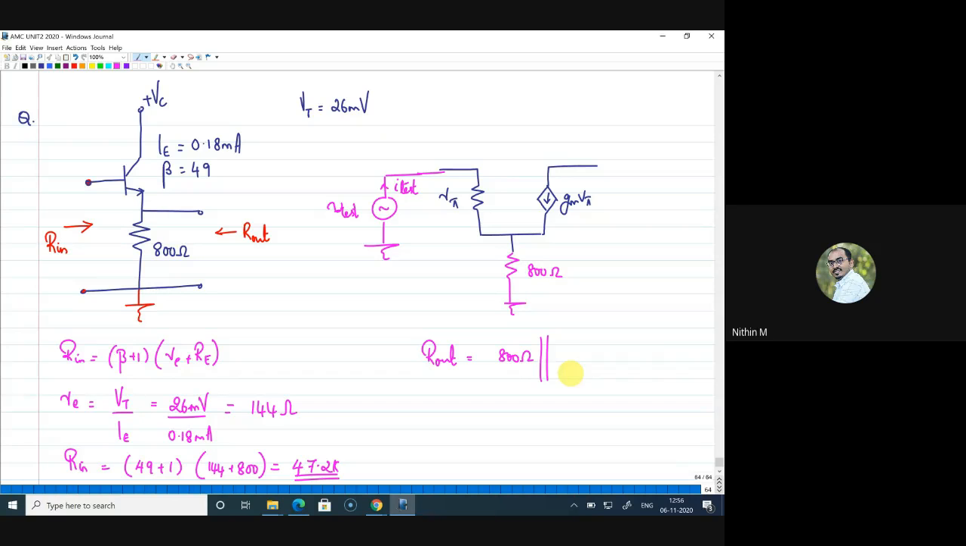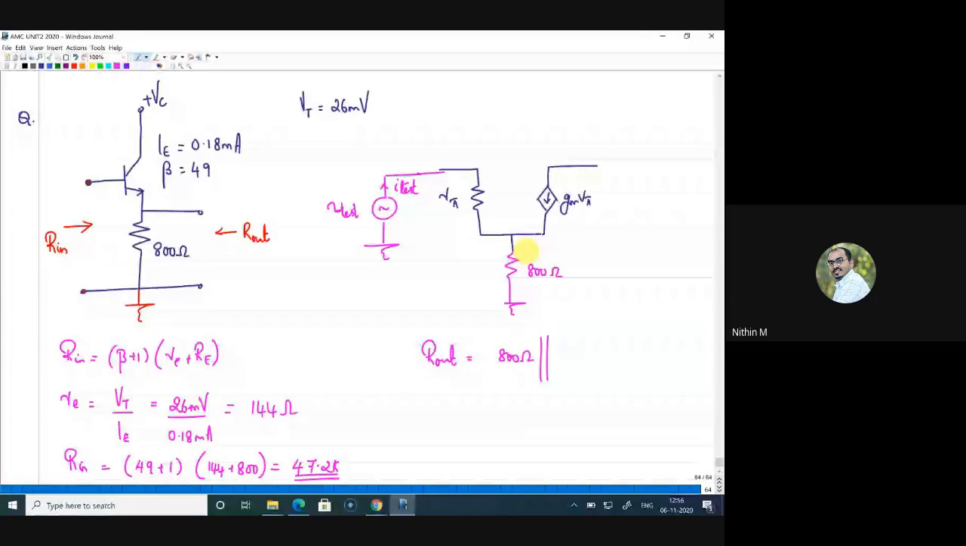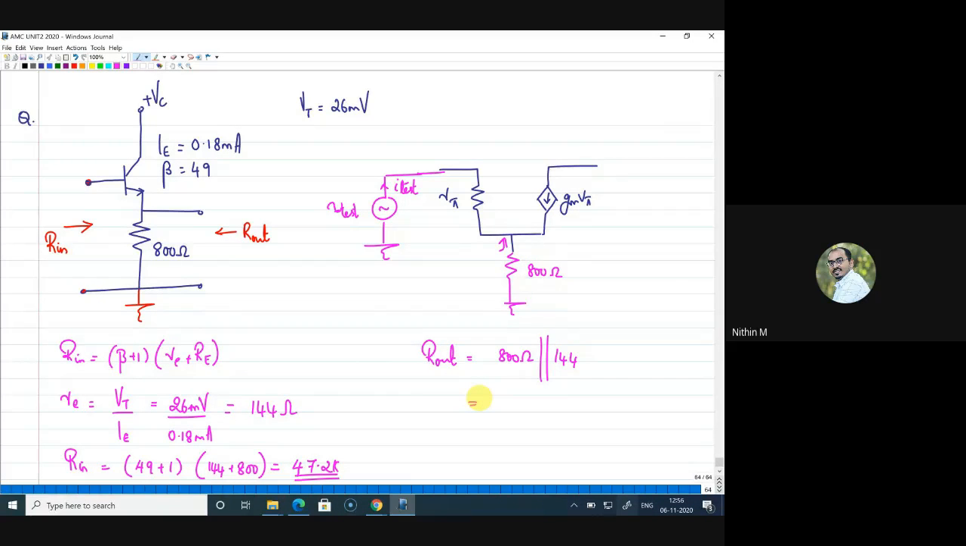Okay. So Rout is 800 in parallel to the resistance seen from here. What is the resistance seen from here? As I told just now, it is re. So re is 144. So what is the parallel combination result? I think it is close to 122 ohms. Right. So that is about this numerical. These kinds of numericals you may get to evaluate input and output impedance.